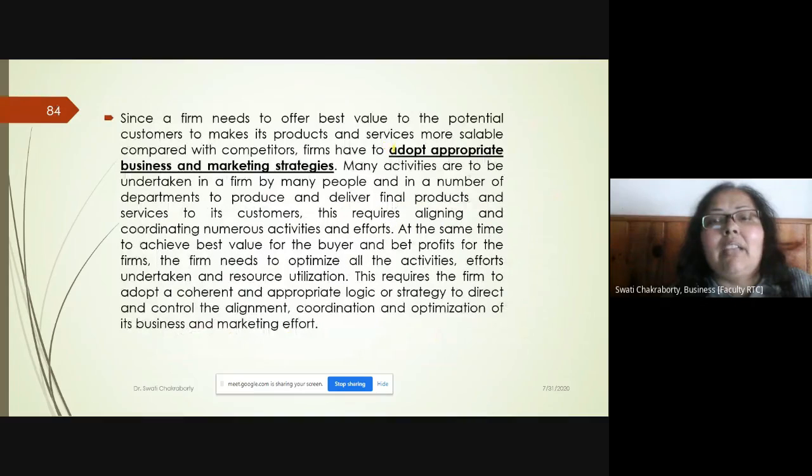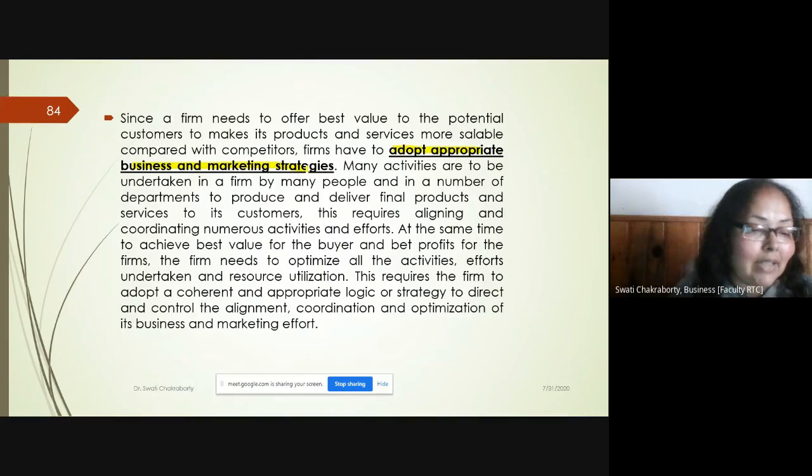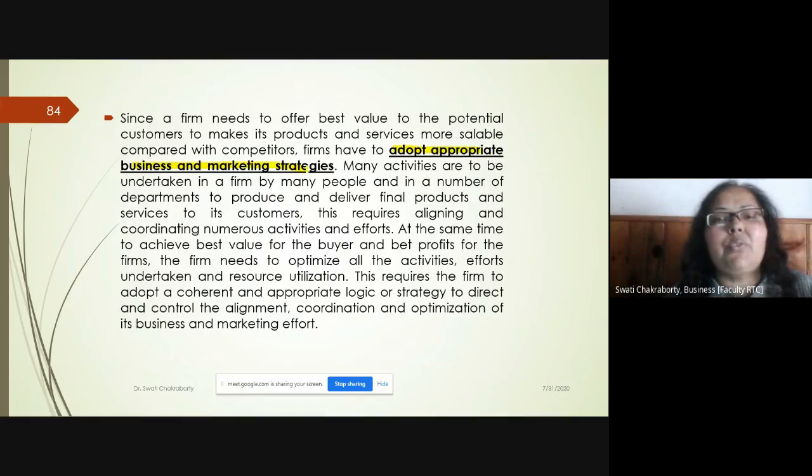Okay, so next comes choosing or adopting appropriate business and marketing strategies. That's the next thing that comes up, right? So you need to choose the proper strategies. What would be the appropriate business strategies that you have to choose? For this, there are many activities that have to be taken in the firm by many people. It's not one person's job, and a lot of departments are involved to manufacture and deliver the final products and customer services to its customers.